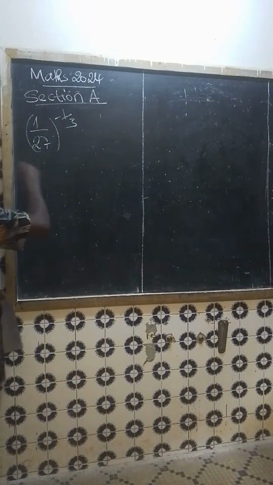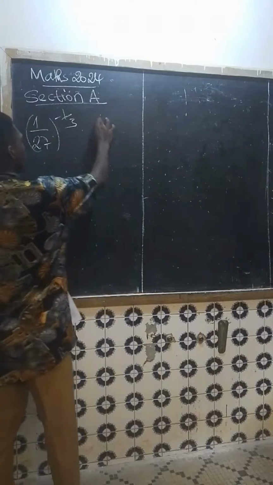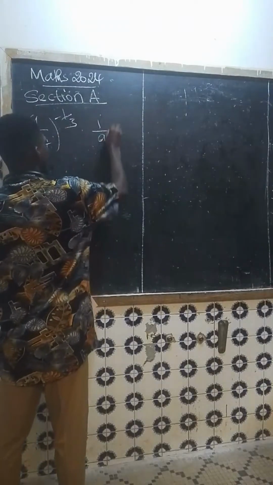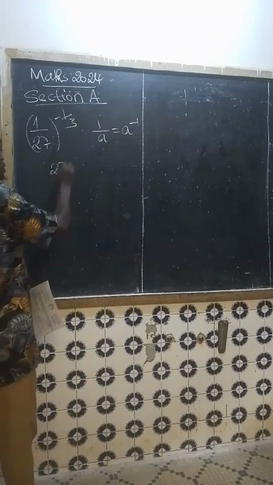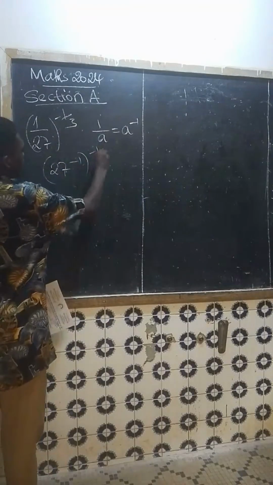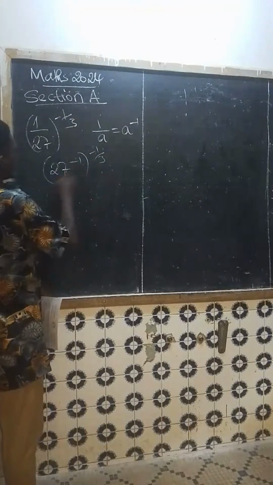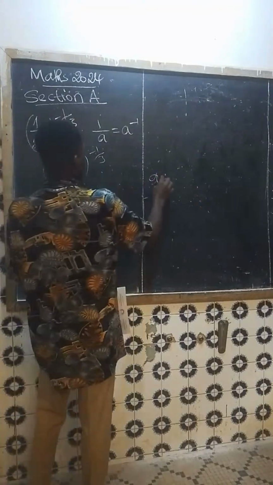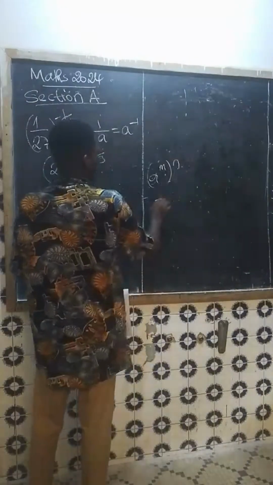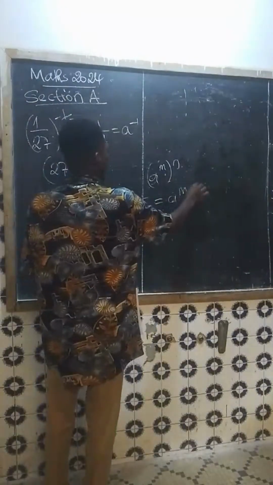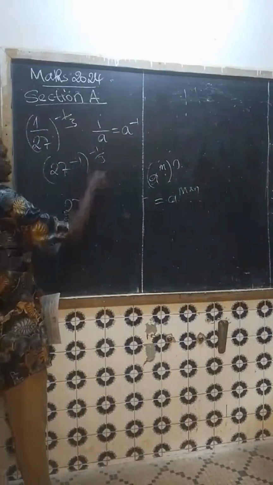1/3. Now, we are going to use the laws of indices to analyze this question. First and foremost, you know that 1 on a, according to indices, is a to the negative 1. So 1 on 27 is 27 to the power negative 1. We now raise it to the same power, negative 1/3. Now, according to indices again, a to the power m, power n, is the same as a to the power m times n.